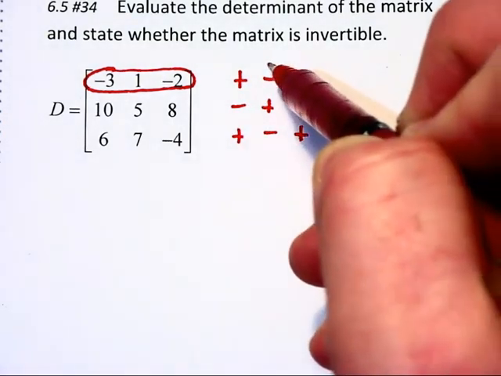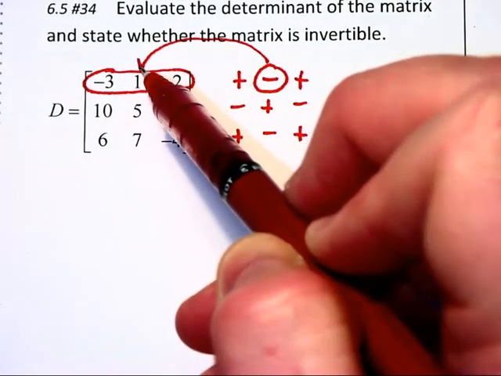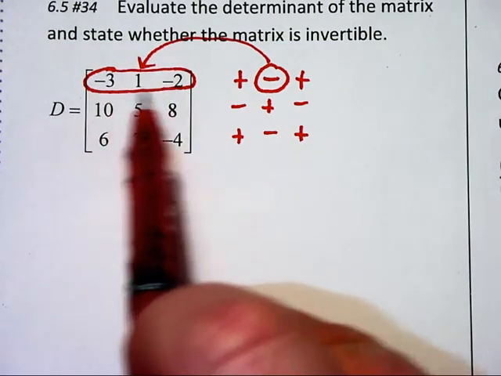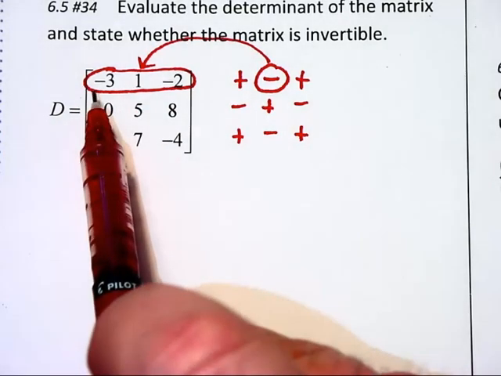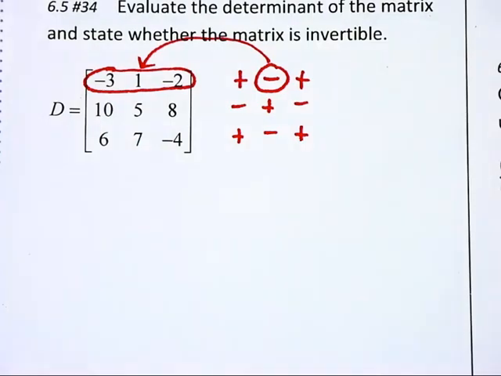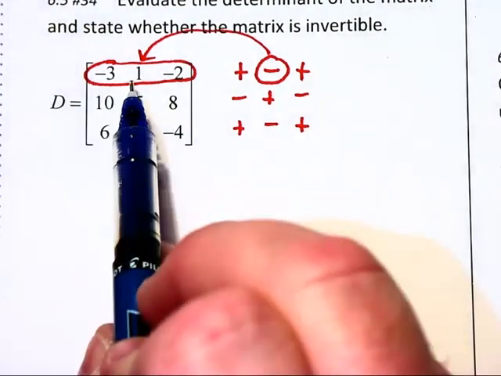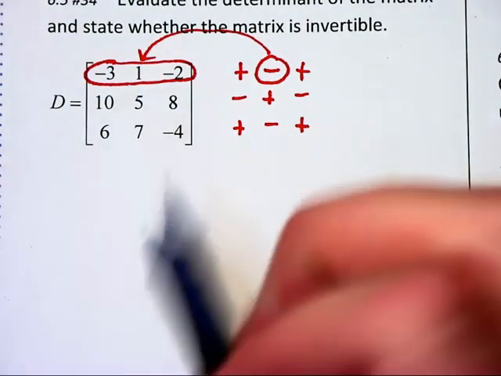And we watch where the negatives are going to be. This negative is going to line up with that 1 right there, and that tells us when we go through to do an expansion, change the sign of this 1, but leave the sign on the other two, because negative times positive just stays a negative. We're going to do an expansion where we're going to take each number in this first row and multiply it by its minor. Here we go.